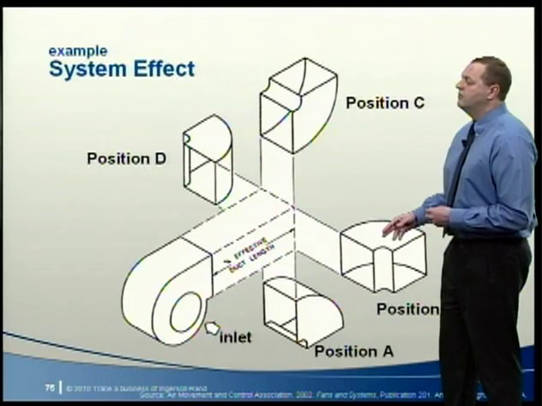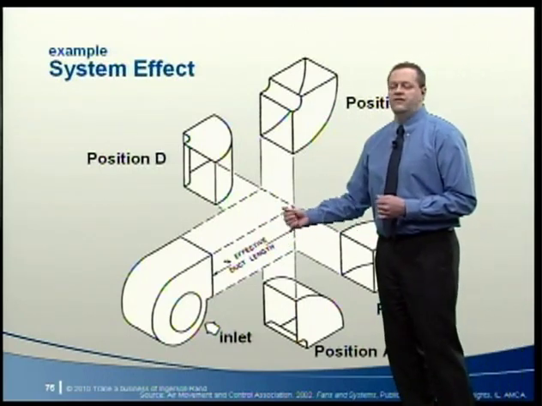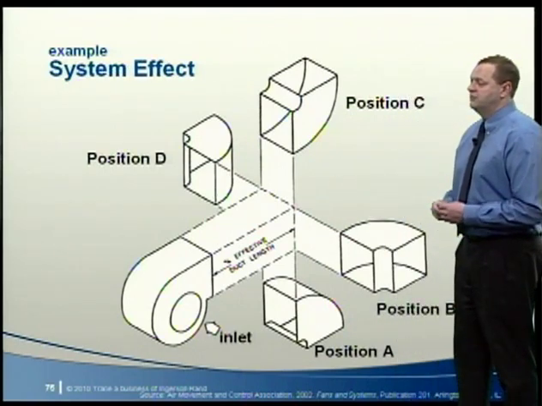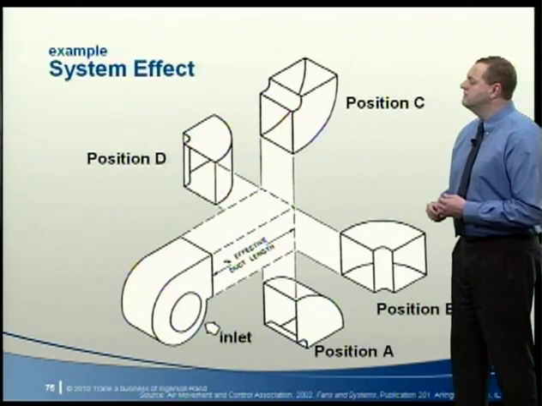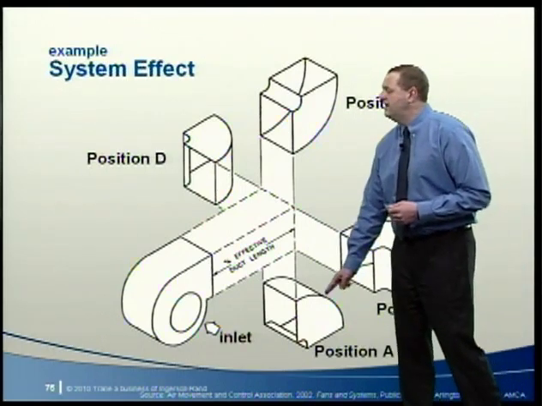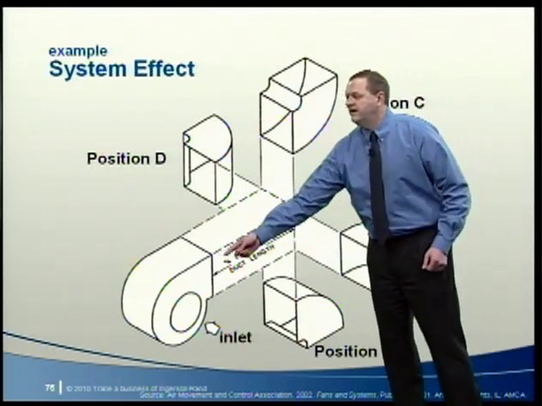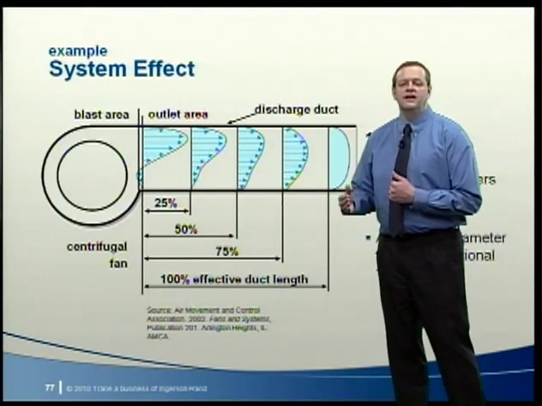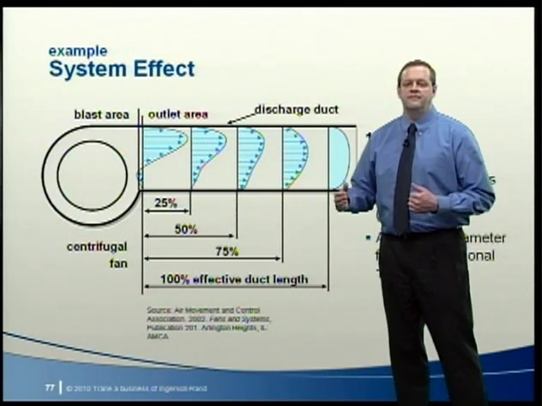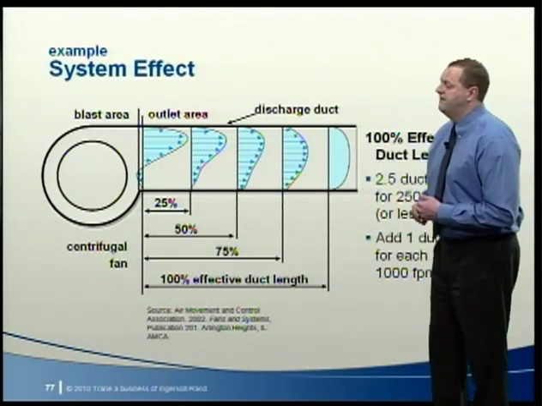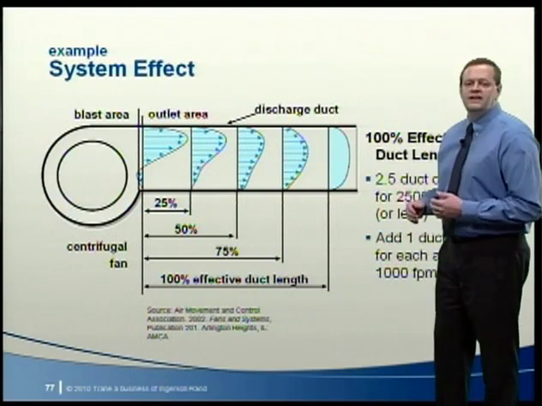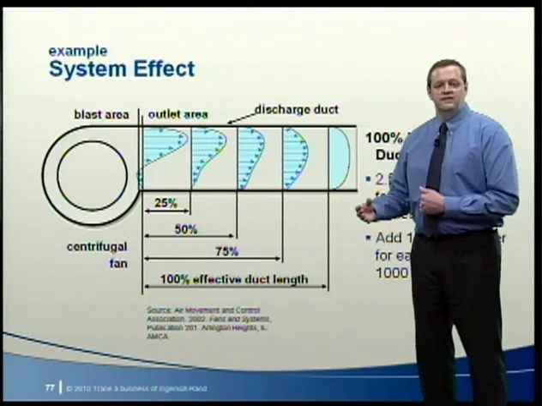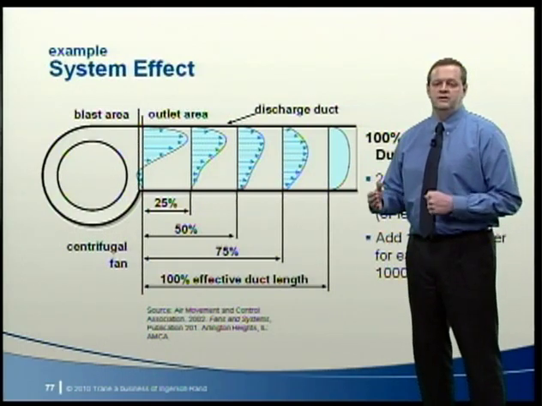Now, locating an elbow too close to the fan discharge is a very common cause of system effect. This figure depicts 4 possible arrangements for this elbow. Let's look at an example where the elbow is in position A and is connected directly to the fan discharge. The severity of the system effect depends on air velocity and the distance from the fan outlet, which is given in terms of effective duct length. The AMCA publication explains how to calculate 100% effective duct length, but for our simple example, we're assuming no outlet duct between the fan and elbow.